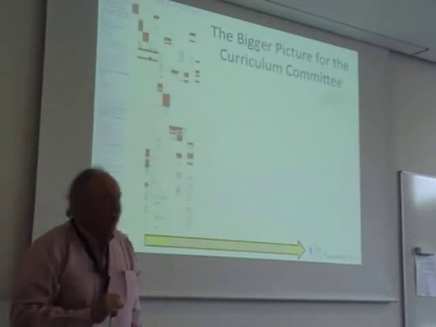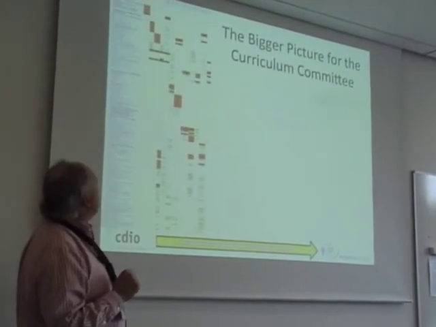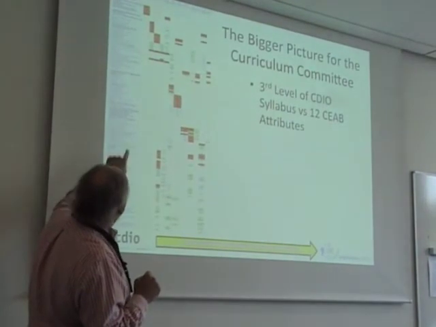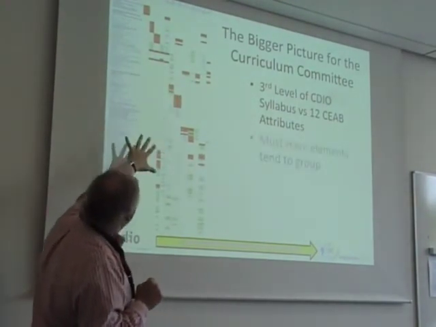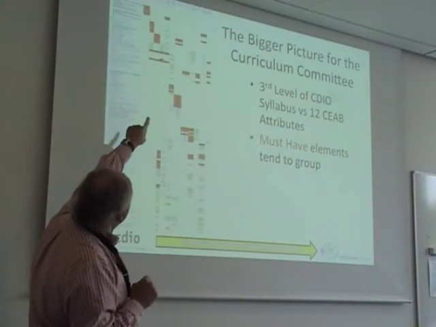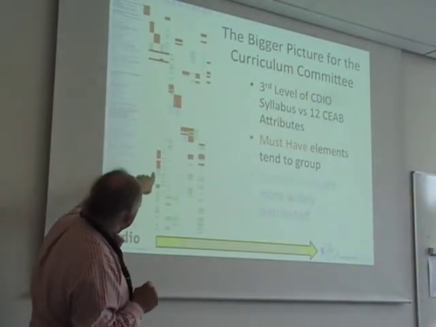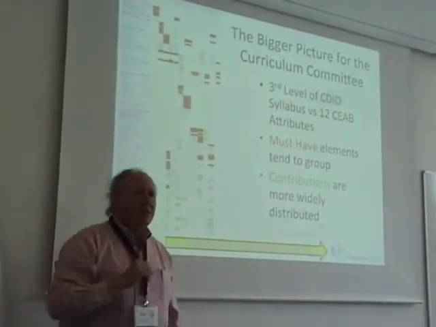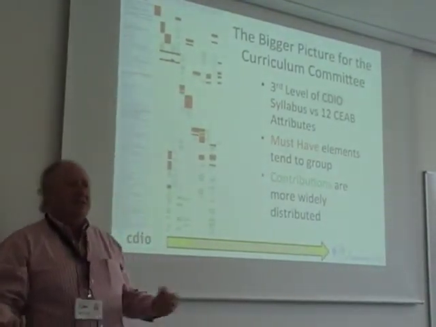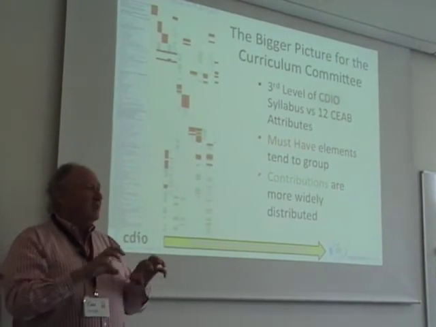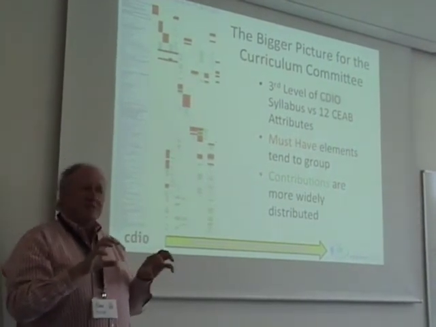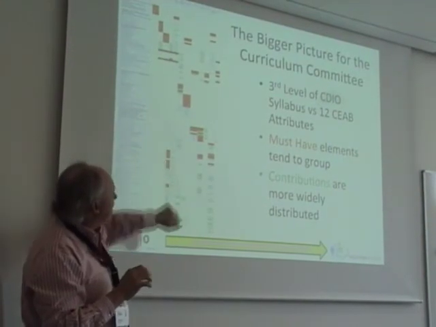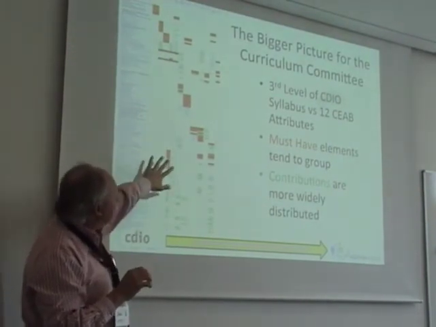If you're actually going to do some work on your curriculum, you need this picture. And I don't think you can read that because I can't read that, but it gives you a sense of the overall map that these must-haves tend to clump in places. Here and here, some up there. So that in general, between CEAB and CDIO, we've tended to group these capabilities together. There's some variations on that, but this gives you some idea of the topography at the 3rd level.